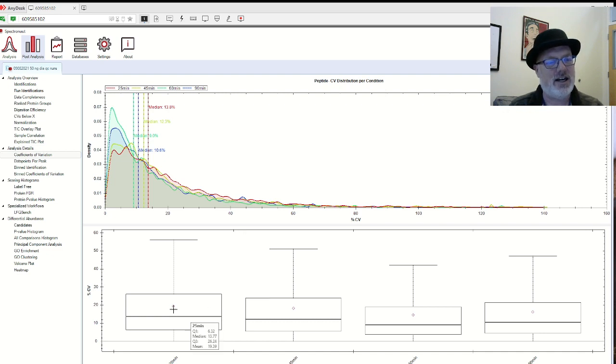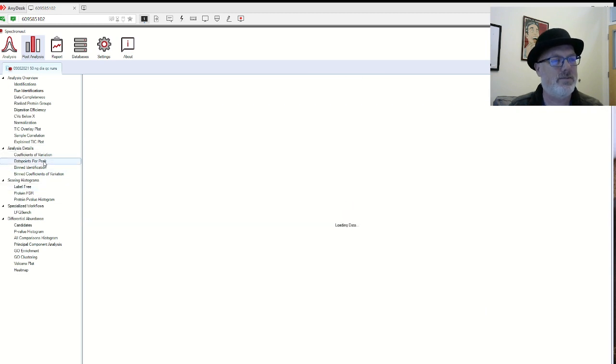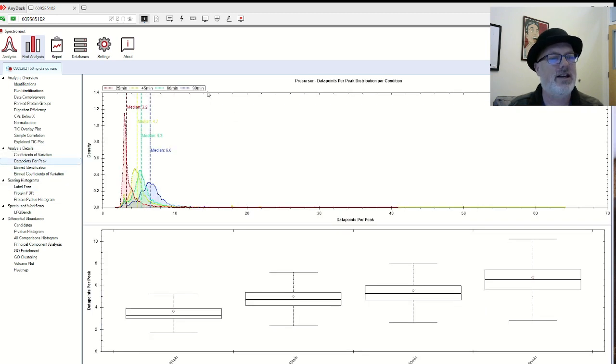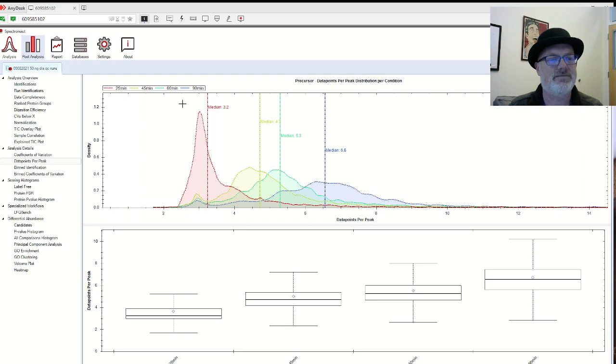Here's the box plot of the data. So you can see how it's higher with the 25-minute runs and lowest with the 60-minute runs. Data point per peak is what I like. And you can see how we found an issue with these 25-minute runs, which we subsequently fixed.